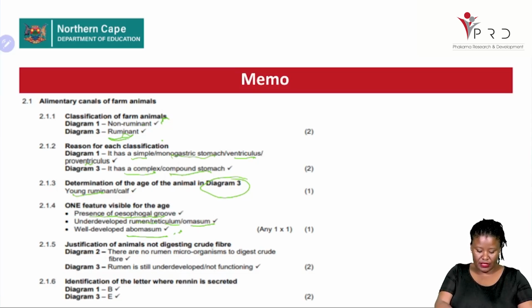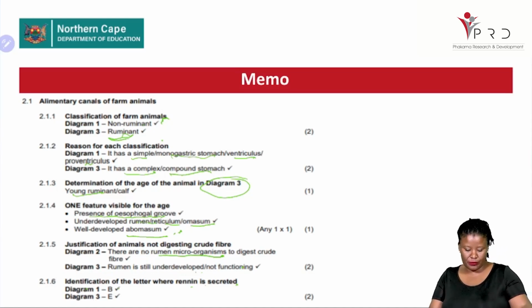Justification of animals not digesting crude fiber. Diagram 2 will not be able to, as there are no ruminant microorganisms to digest the crude fiber. Diagram 3, the rumen is still underdeveloped, which means it's not functional. Identification of the letter where renin is secreted: in diagram 1, it will be B, and in diagram 3, it will be E.